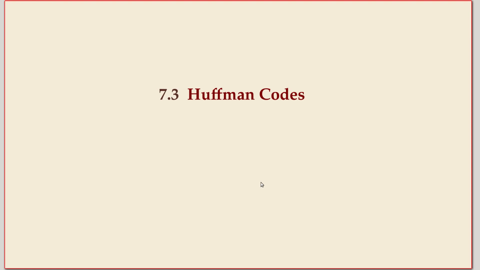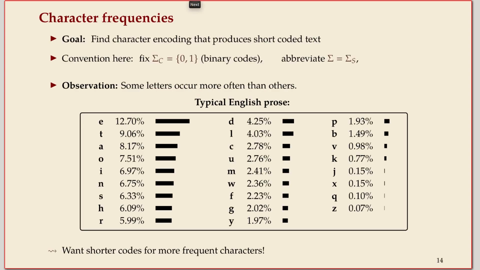In the next section, I want to talk about Huffman codes, which is another type of character encoding, but a much more structured and well-defined way of obtaining these codes than the ad hoc versions that we've seen up to now. Again, the whole goal in this part of the unit is to exploit different frequencies of characters.